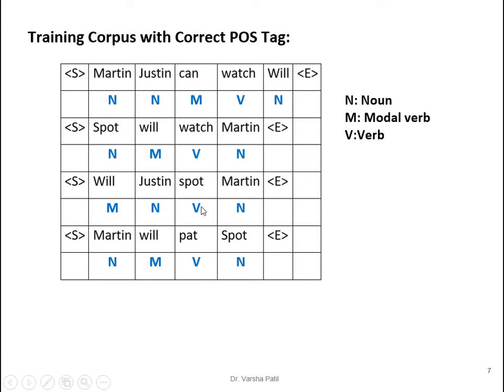Now we can see that in this corpus, based on position, the part of speech tag of a particular word changes. Here a very coarse category is used: noun, modal verb and verb. This is our first step: whatever corpus is given, we need to assign the correct part of speech tags.